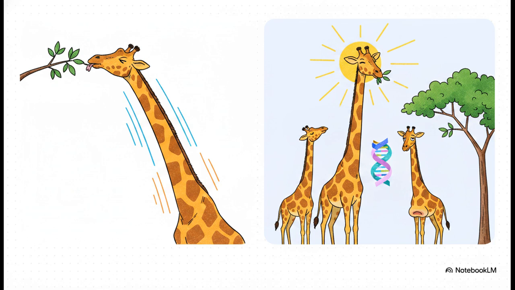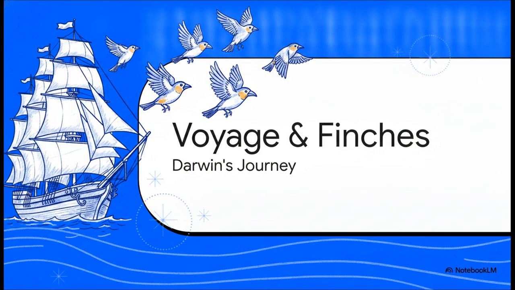No, instead, giraffes that just happened to be born with naturally longer necks, a random genetic variation, simply survived the dry spells better because they could reach higher food. They didn't acquire the trait, they inherited it, they survived, and they passed that winning genetic lottery ticket down to their offspring. Moving on to Section 2, the voyage and the finches.